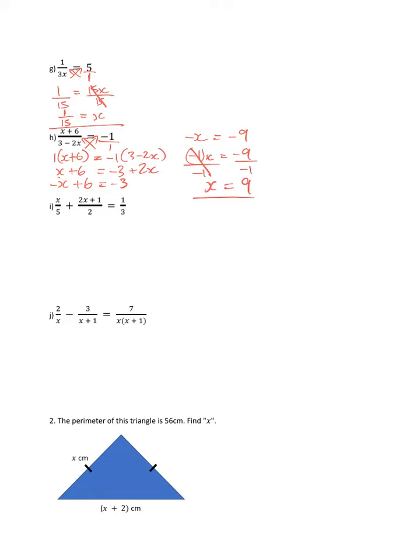Here we have multiple fractions on one side, so you can't do a cross multiplication. You need to write everything with the same denominator. So the lowest common denominator is going to be 30. Why? Because 5 times 2 is 10, times 3, these are the denominators, is going to be 30.